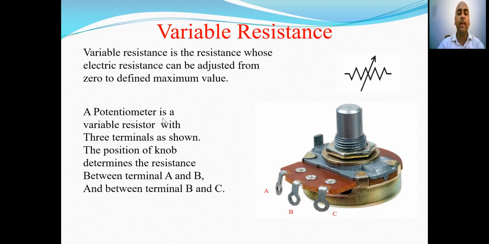A potentiometer is a variable resistor with three terminals as shown. Its three terminals are designated as A, B, C. The position of the knob determines the resistance between terminal A and B and between B and C.